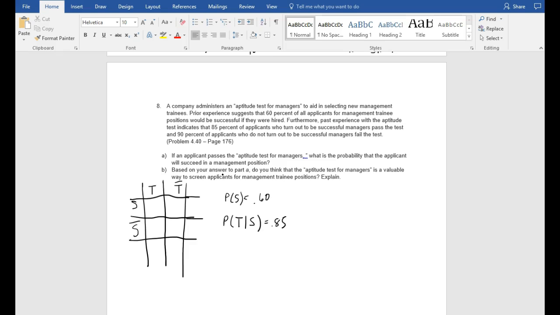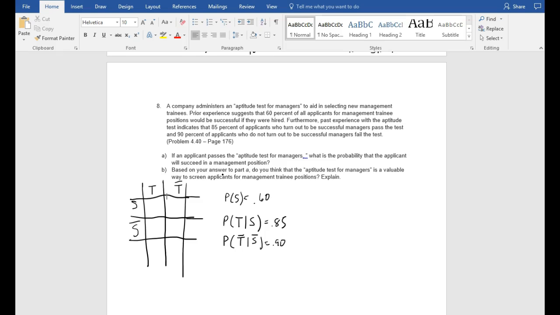And then next, 90% of applicants who do not turn out to be successful managers fail the test. So the probability of failing the test given that you're not a successful manager is 90%. We can read that again as, given that they're not a successful manager, there's a 90% chance that they failed the test.